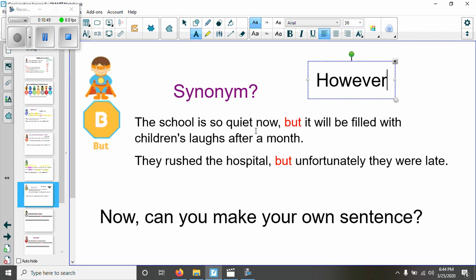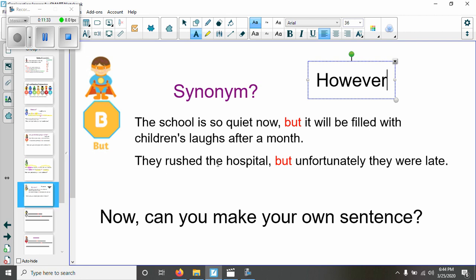So let's try to read the first sentence. The school is so quiet now. It is true. The school is so quiet and so isolated without you, Year 3. So the school is so quiet now, but it will be filled with children's laughs after a month, hopefully. So here I'm making a contrast. The school is so quiet now, but hopefully it will be filled with children's laughs after a month.